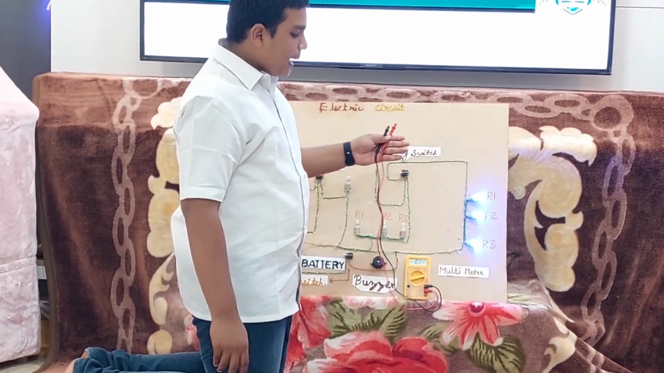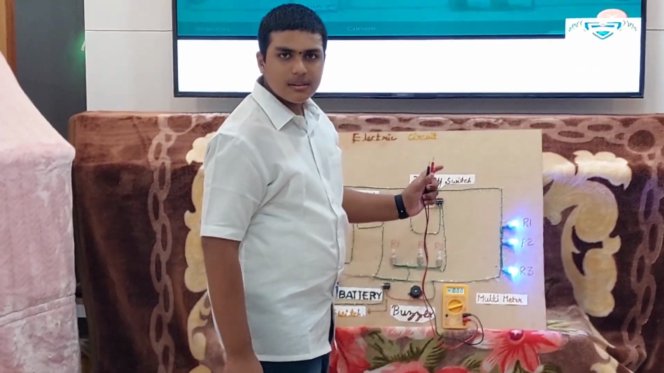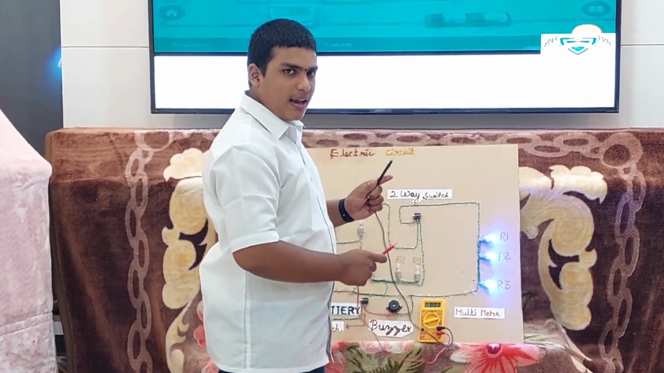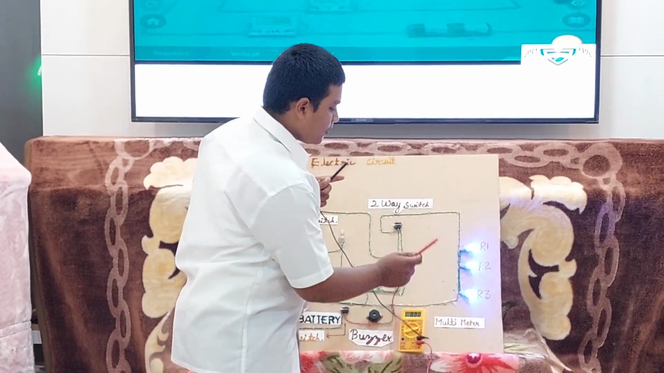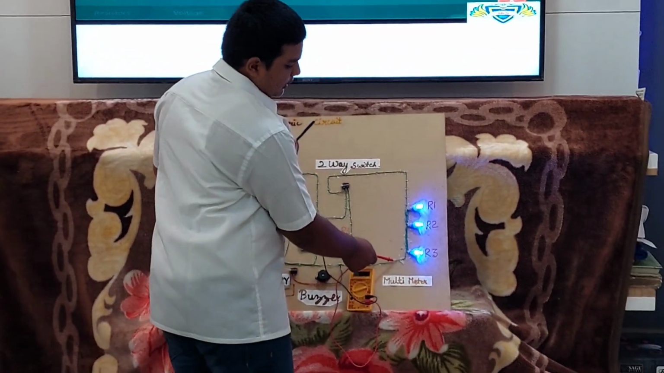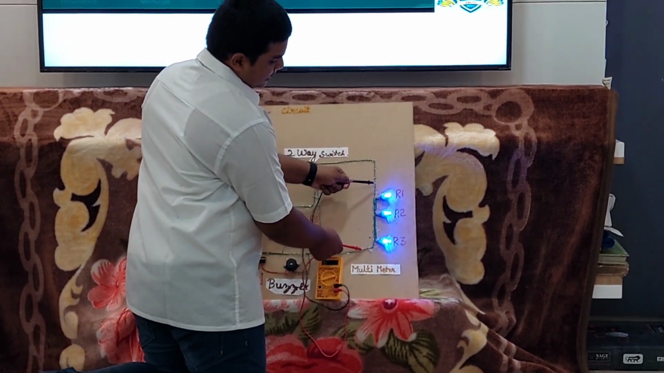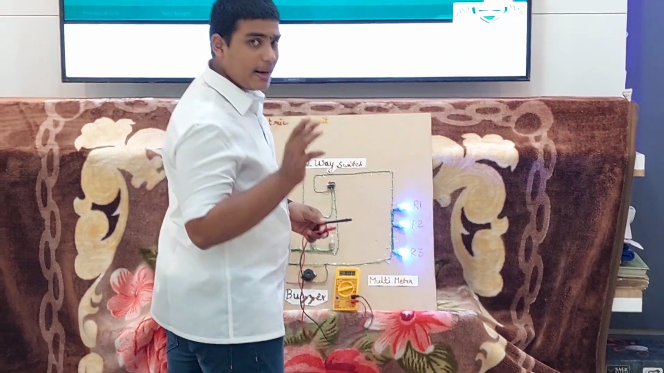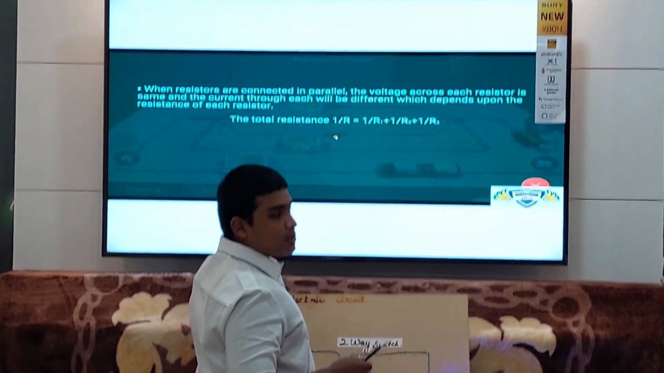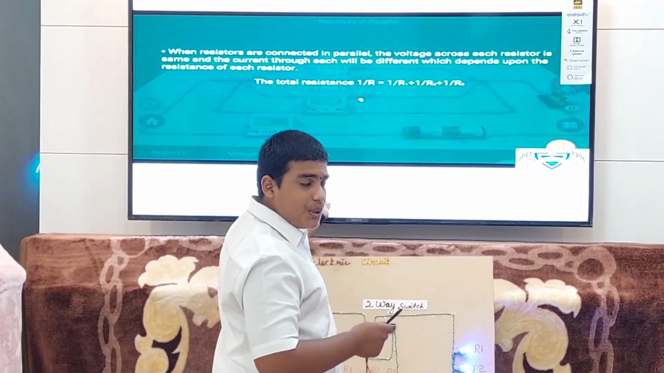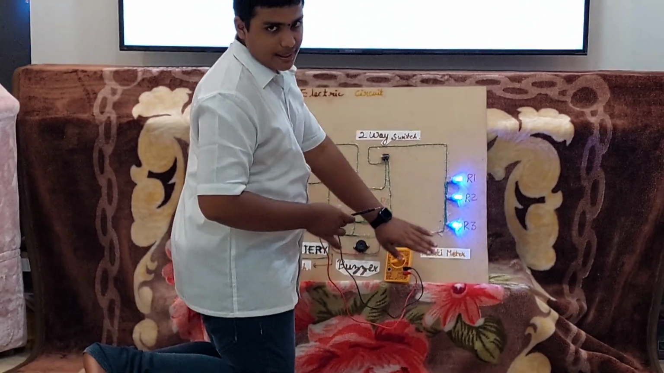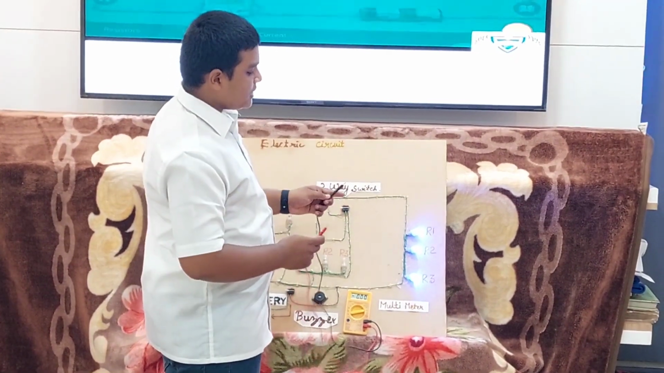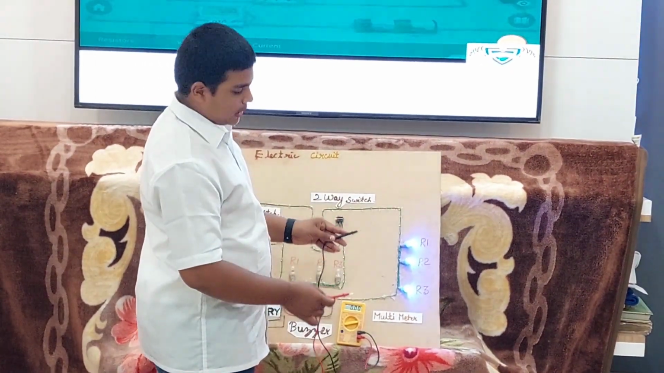To check how much voltage and current is running in this circuit, the positive is every time on the right hand side and the negative every time on the left hand side. Place the positive on the right hand side and negative on the left hand side. Now I am getting 300, but in the experiment we saw 550. I am getting 300 milliamps.